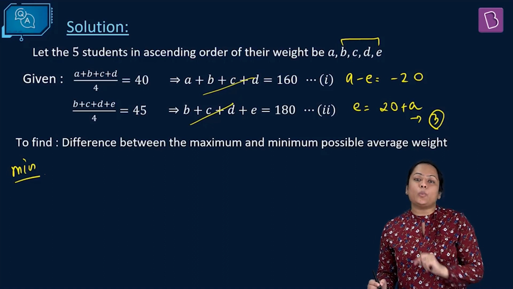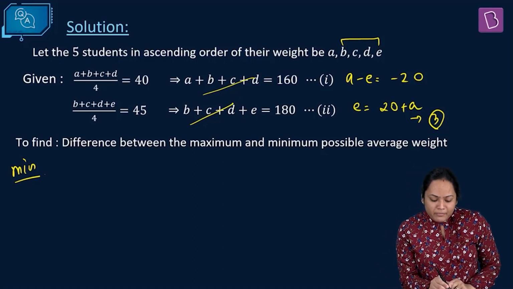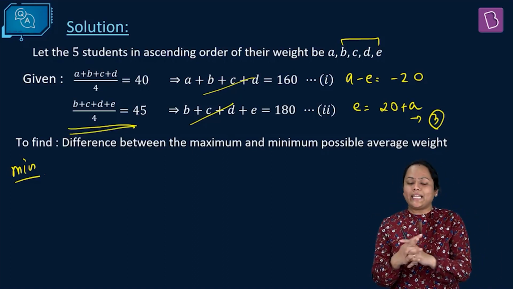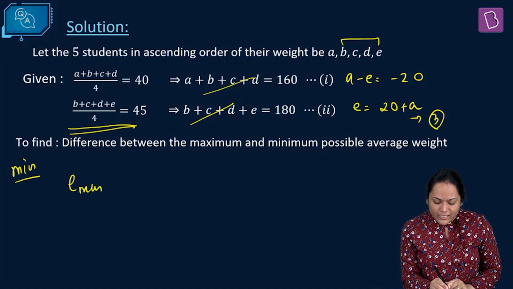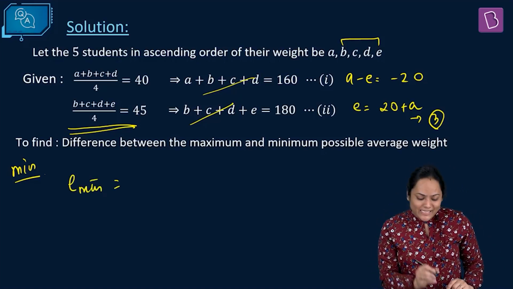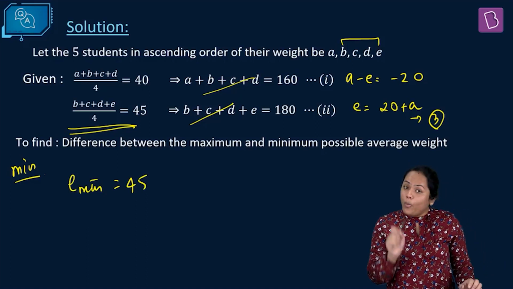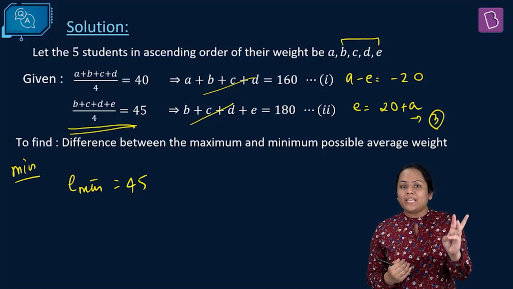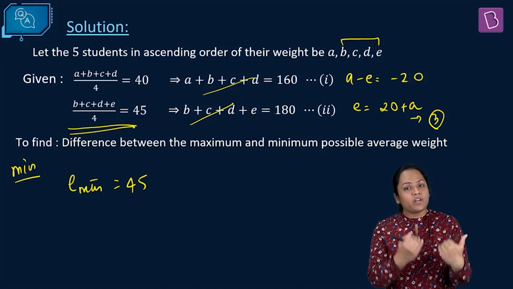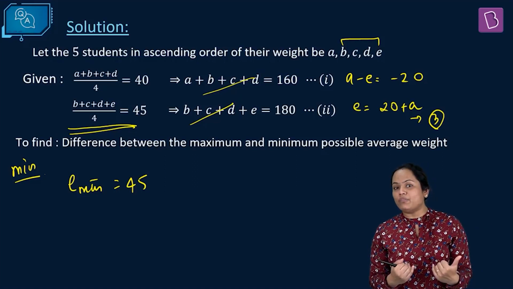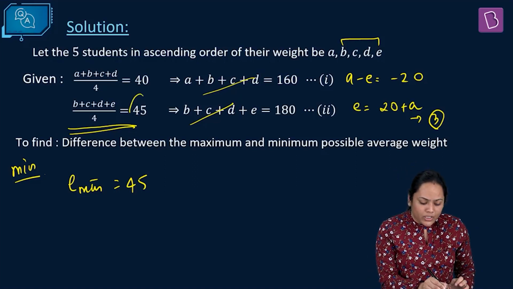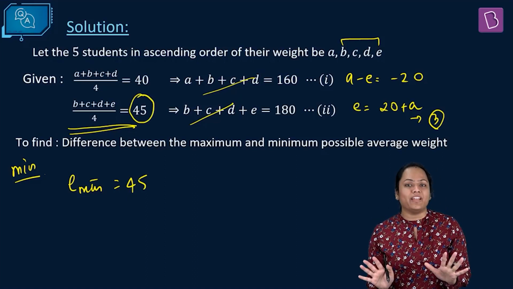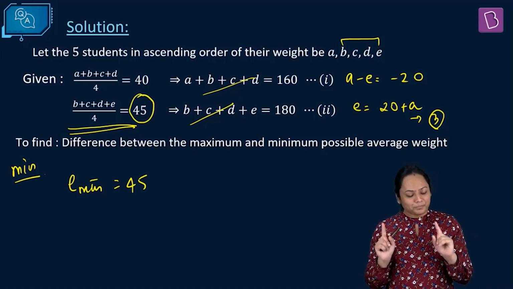So, if my E is 20 plus A and if my average of B, C, D and E is 45, can you just make a guess and tell me what is the minimum value of E possible? Well, that is equal to 45. Why? Because if I take my E value less than 45, my B, C and D will also become less than 45. And if all the weights are less than 45, that means my average cannot come equal to 45. So my minimum value of E has to be 45, isn't it? This much is clear? Perfect.